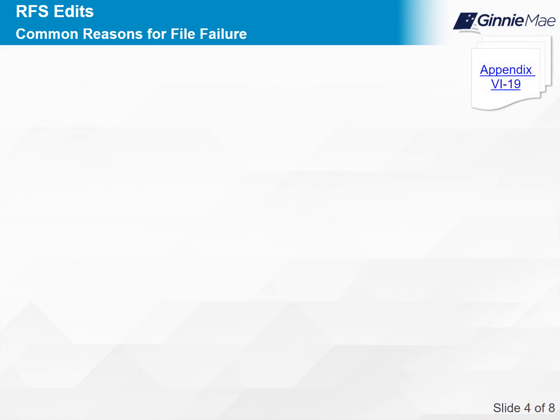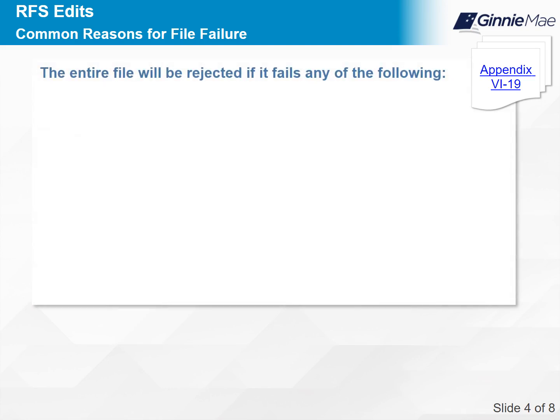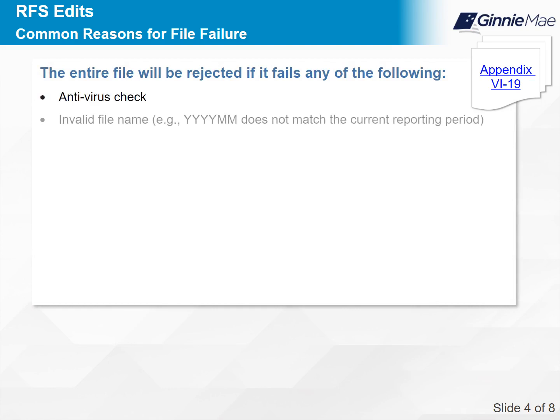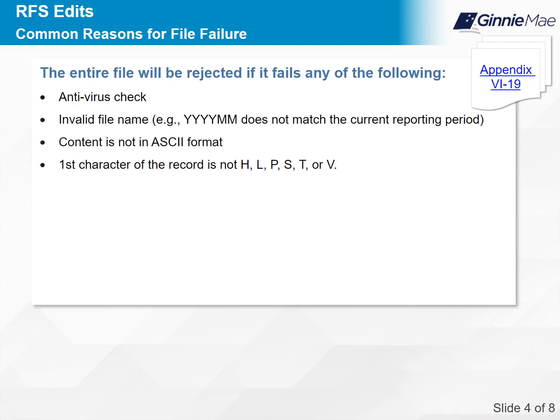Let's explore some common reasons for files to be rejected as noted on pages 33 and 34 of the Appendix 6-19. The entire file will be rejected if it fails any of the following. First, the file must pass the antivirus check. It will also fail if the file name is not valid. For example, the year and month must match the current reporting period. If the file content is not in ASCII format or the first character in each record is not H, L, P, S, T, or V, the file will be rejected.